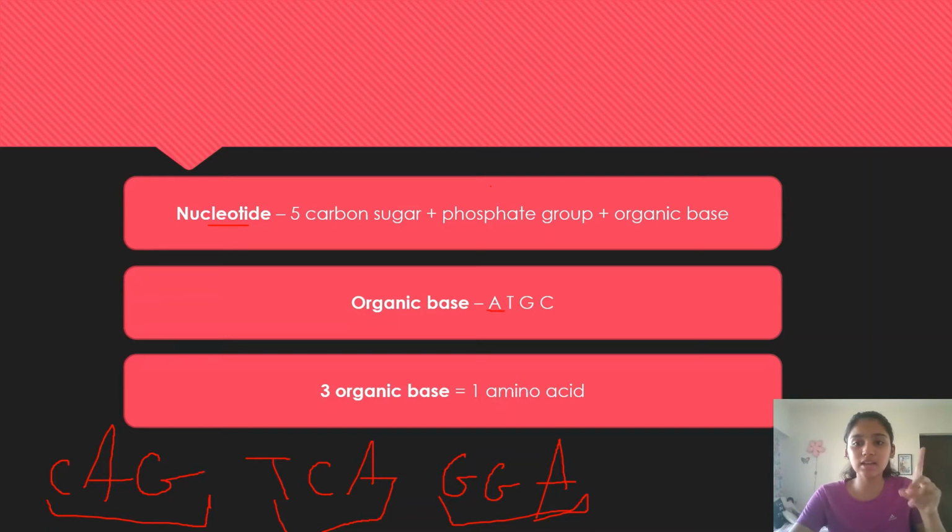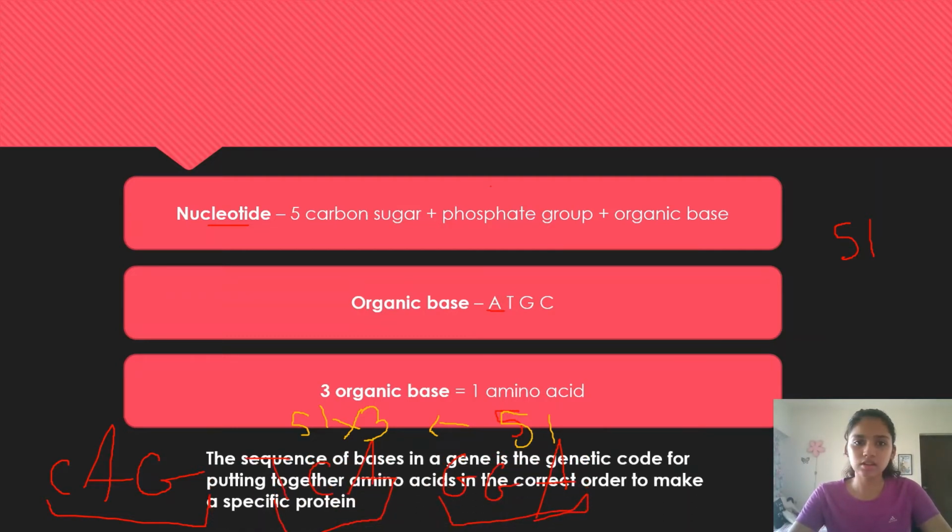If you have to do the math, this comes quite often. I've seen this in a few papers. If they say you have 51 amino acids, find the number of bases. All you have to do is remember three organic bases, one amino acid. So 51 amino acids is going to form 51 into three organic bases. You just have to cross multiply and that will give you 153 organic bases. That's literally all you have to remember as of now. You have a nucleotide. Every nucleotide carries one base. The base could be either of A, T, G, or C. Three organic bases form one amino acid. We're moving on.